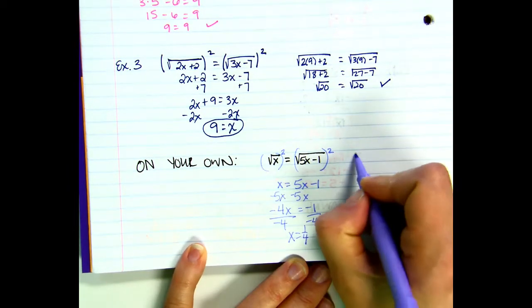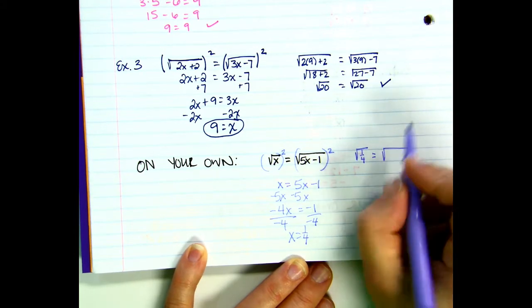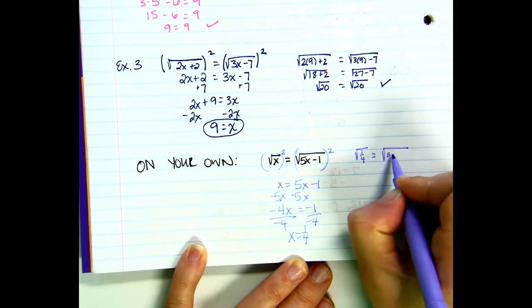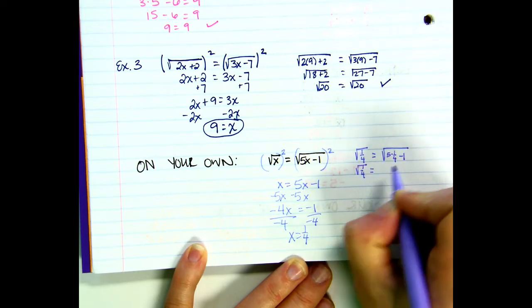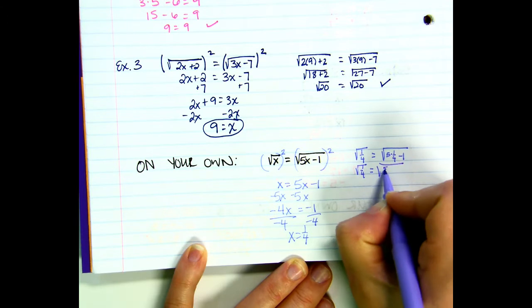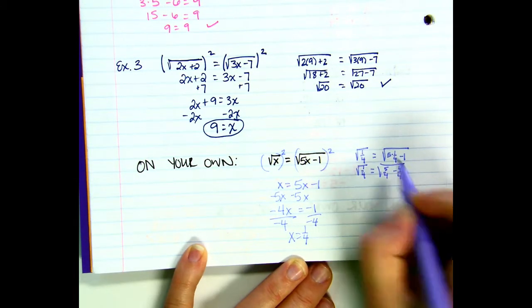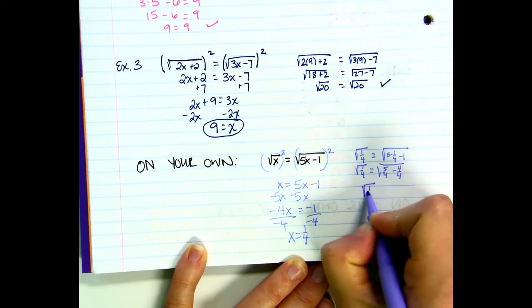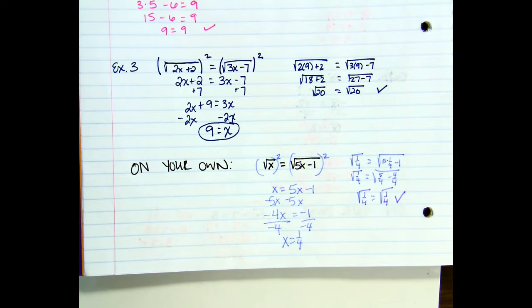So now I can check it. The square root of 1/4 equals the square root of 5 times 1/4 minus 1. That's 5/4 minus 4/4. 1 is just 4/4. So the square root of 1/4 equals the square root of 1/4. Hooray!